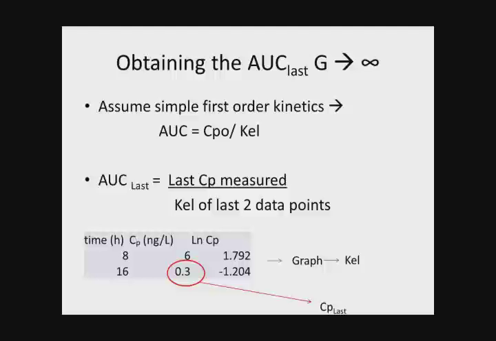And for the last point of the figure, you would do something similar. You're going to assume that the elimination rate constant of your last 2 points, that is 8 hours and 16 hours, holds for the last tail of this curve. With those 2 time points and the natural log transformed values of the plasma concentrations, you can calculate an elimination rate constant for that region. Your AUC for that last region, from G to infinity, is equal to the last plasma concentration measured, that is 0.3 in this case, the CP last, divided by the KEL of that last measured segment, which you determine graphically. That would give you your AUC for the period between G and infinity.